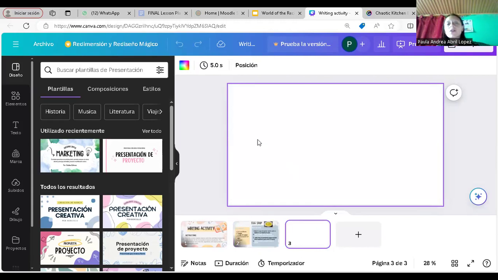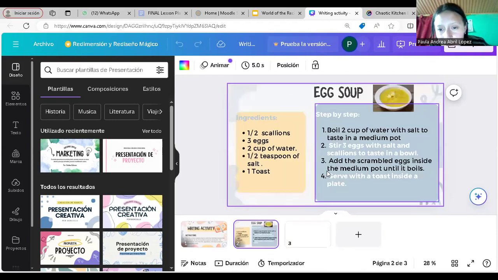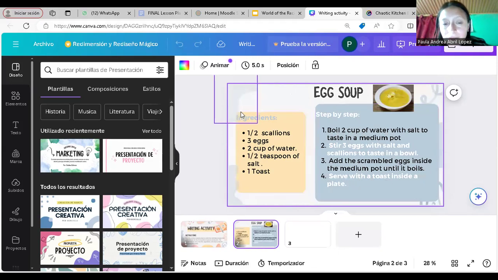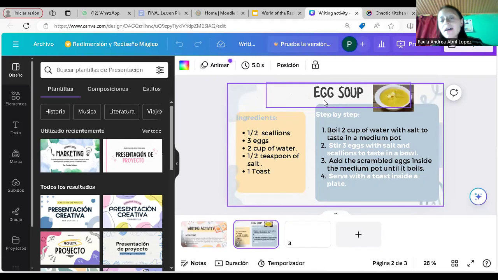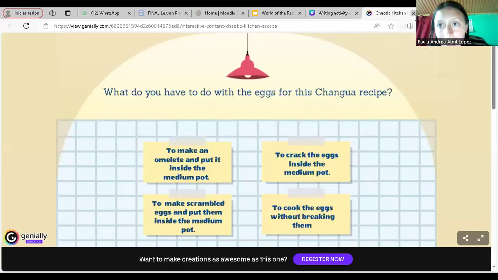To add your writing activity, your recipe that you chose for the practice stage, be careful to put a step by step, like first, boil 2 cups of water; second, stir 3 eggs; third, add the scrambled eggs inside the medium pot; or fourth, serve with a toast. And also be careful with the ingredients, and put the title of the recipe, and that's all for this production activity.